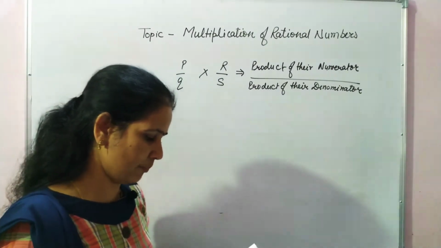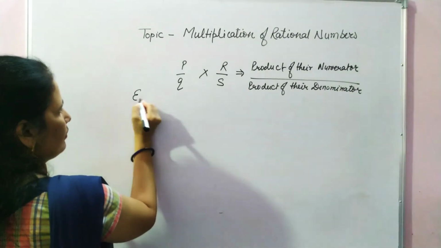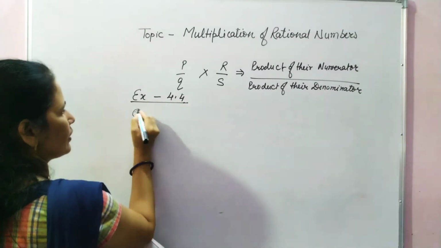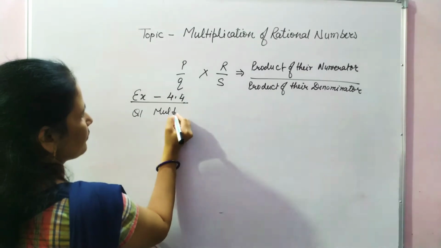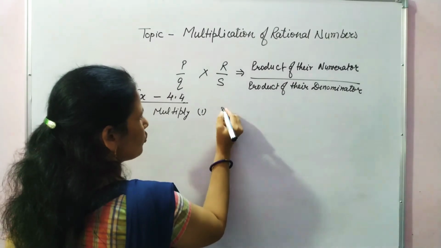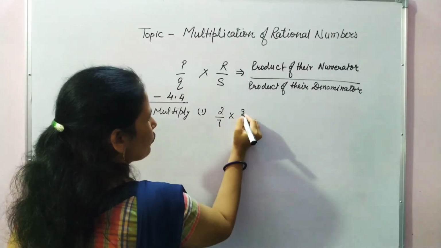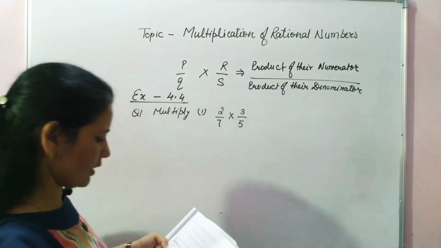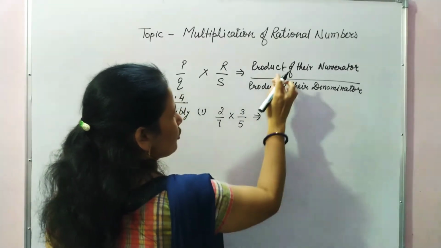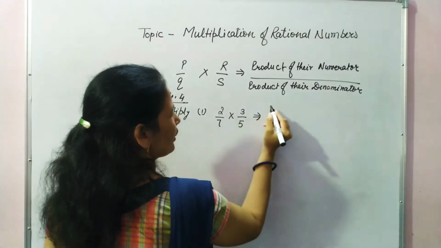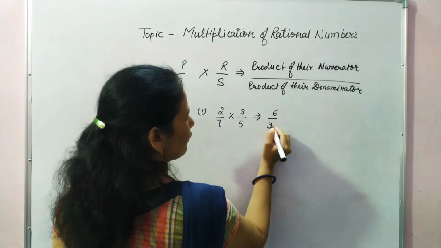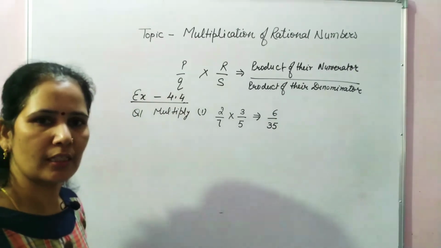I am going to start with our exercise 4.4. Question number one, multiply. I am taking its first part: 2 by 7 multiply 3 by 5. According to the rule, numerator multiply with numerator, and the product of their denominators. 2 threes are 6 and 7 fives are 35. Now we get the product of the two rational numbers.